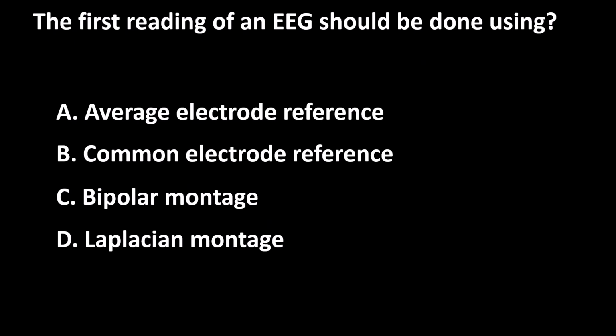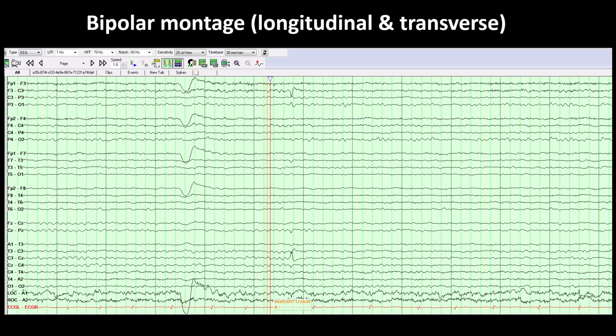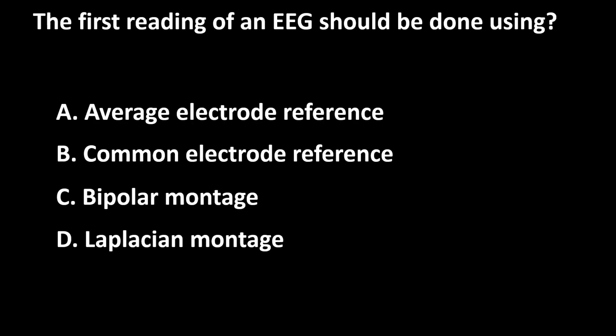Next question. The first reading of an EEG should be done using A, average electrode reference, B, common electrode reference, C, bipolar montage, D, Laplacian montage. It is probably appropriate to use bipolar montage for the first reading as long as sagittal and coronal planes can be simultaneously displayed, as I have done in this frame. So the answer to this question is C.